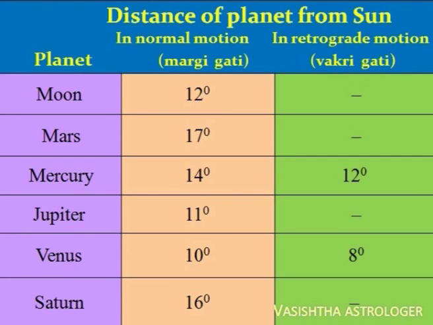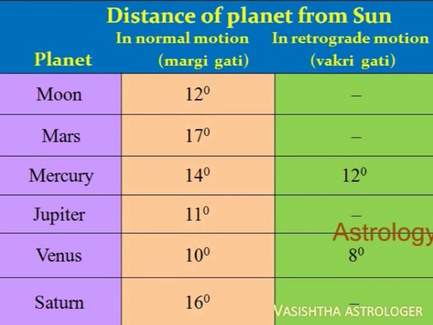Let me explain to you how you can measure the distance of a planet from Sun. Suppose Sun is in the sign Gemini at 10 degrees in a horoscope, and Moon is also in the same sign, that is in Gemini, at 18 degrees in that horoscope. Then the distance between Sun and Moon is 8 degrees, which is less than 12 degrees. So you can say Moon is combust.